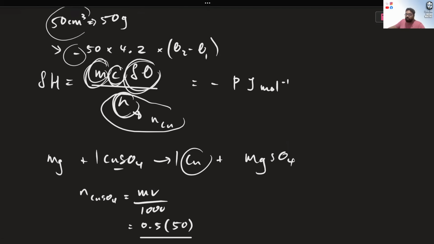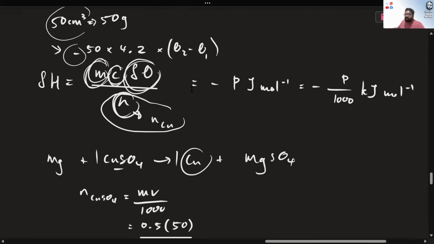Don't leave your answer in joule per mole. Heat of reaction, we always give kilojoule per mole. So what do we do? Divide by 1000. So it will be negative P over 1000 kilojoule per mole. This is the calculation for heat of displacement.